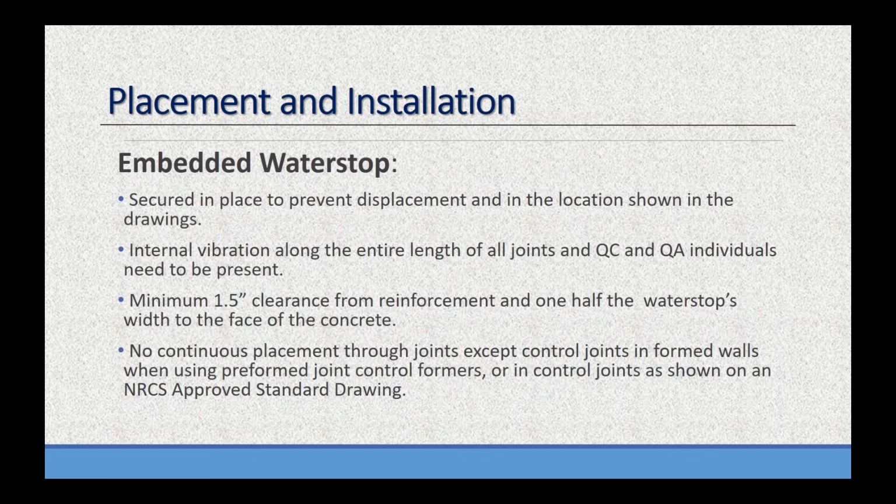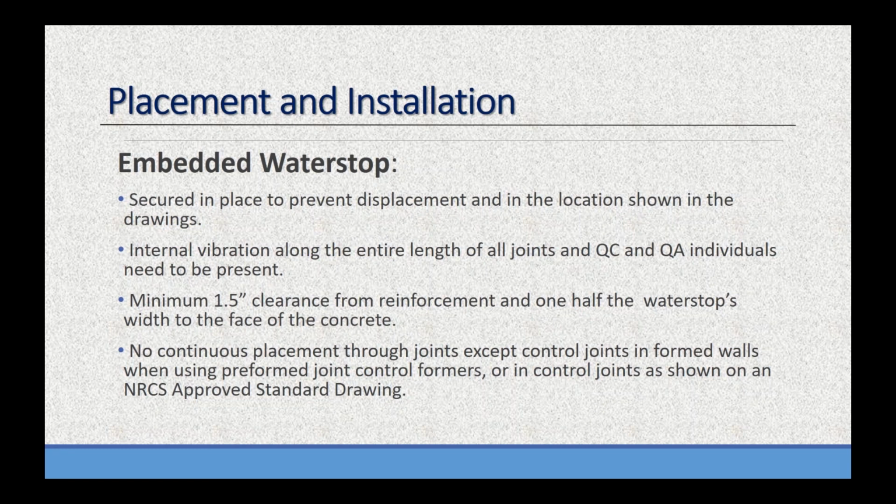Placement installation. Again, not a lot of changes from previous versions. Embedded water stop, like it has in years in the past, has to be secured in place to prevent displacement. We can't let the water stop move. We've got to make sure it's held in place, and it can't be displaced during pouring. And it's got to be in the location shown in the drawings. We've got to do internal vibration along the entire length of all joints, and the quality control and the quality assurance individuals need to be present.